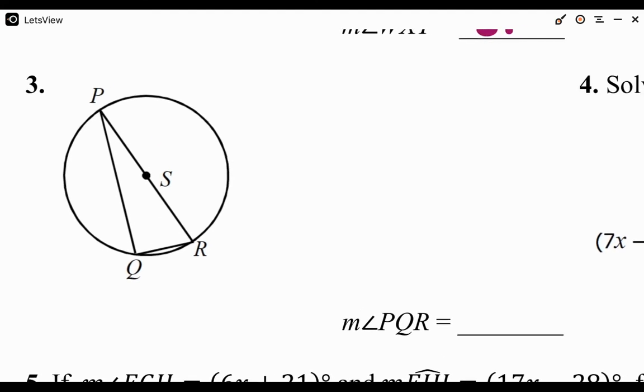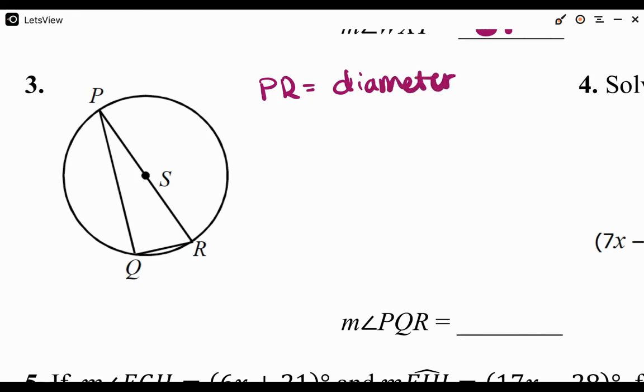Number 3. In this, we have no measures given, but we do know that PR is your diameter. So we're using that property. That means that angle PQR is 90 degrees. So diameter means that this is 90.